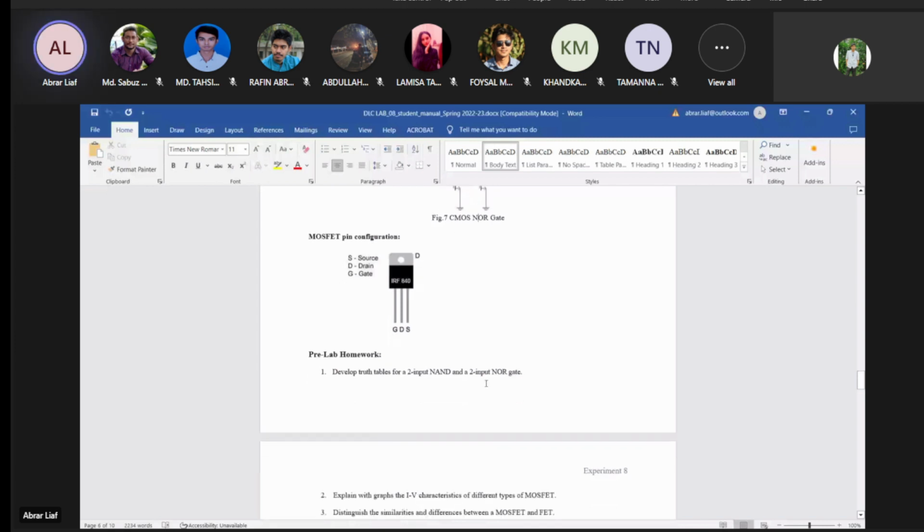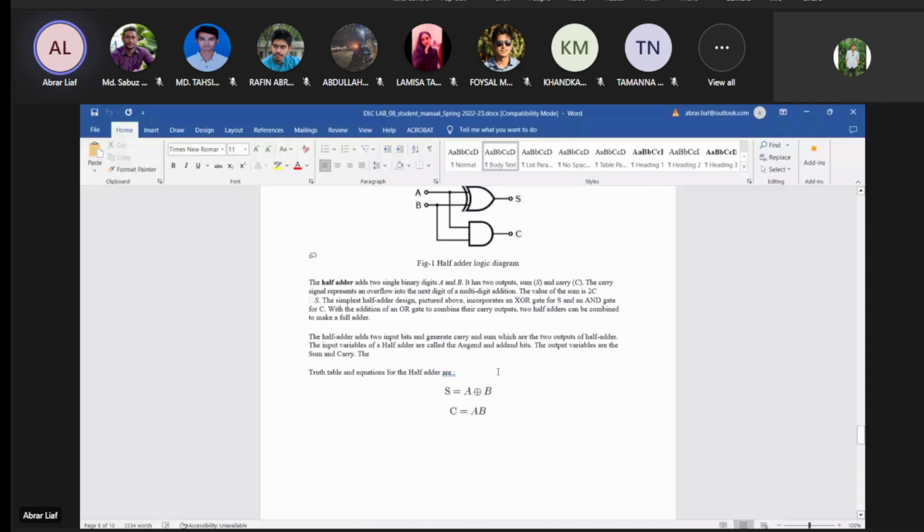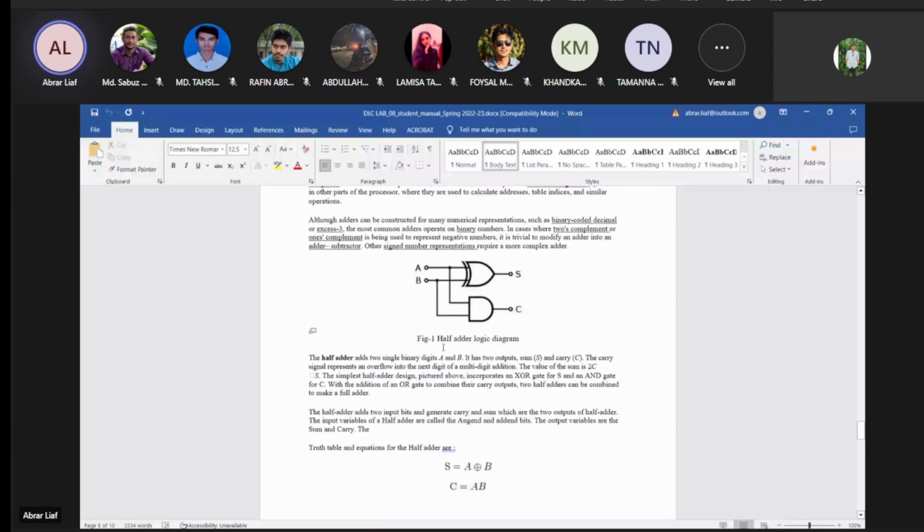So this was basically the first part of your manual. The second part is designing a half adder using CMOS. We will look into it later. So this is basically making a half adder using CMOS. As I told you in the very beginning, you can use CMOS to make a half adder, a full adder, a subtractor, half subtractor, full subtractor. So it can be used to do any binary calculation.